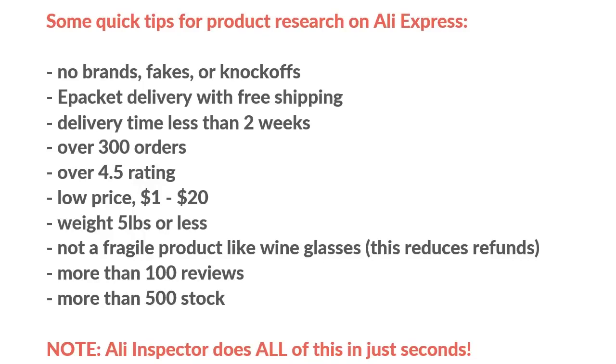And then you want to see products that have over 300 orders and a rating over 4.5, and you want to look for low-priced items so you can mark them up pretty high, so between $1 to $20. Also, you want to look at products that don't weigh a lot because it will cost more for shipping. And try to stay away from fragile products like wine glasses. Those types of things can really reduce refunds. In addition, you want to look for products that have more than 100 reviews and have at least 500 in stock. And the cool part is, AliInspector can do all this in just seconds.